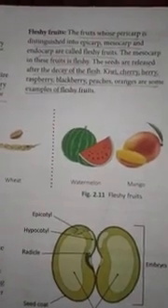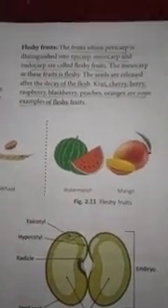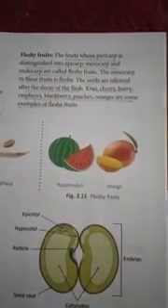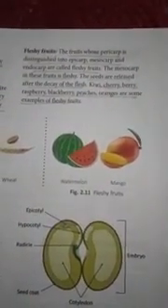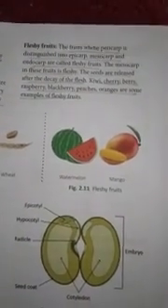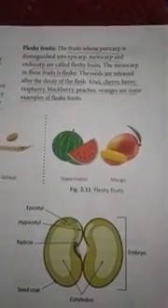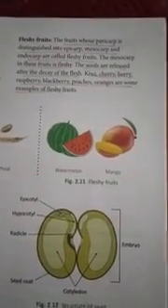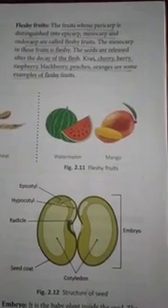Now fleshy fruits, what is happening here? The pericarp is distinguished. They have the epicarp, mesocarp, endocarp, and these are fleshy fruits. It means very juicy, fleshy. They are not hard. They are very soft kinds of fruits. Examples are kiwi, cherry, berry, raspberry, blackberry, peaches, and so many.